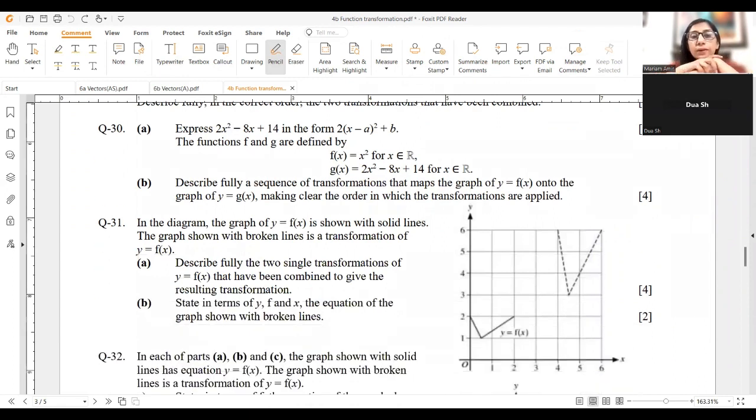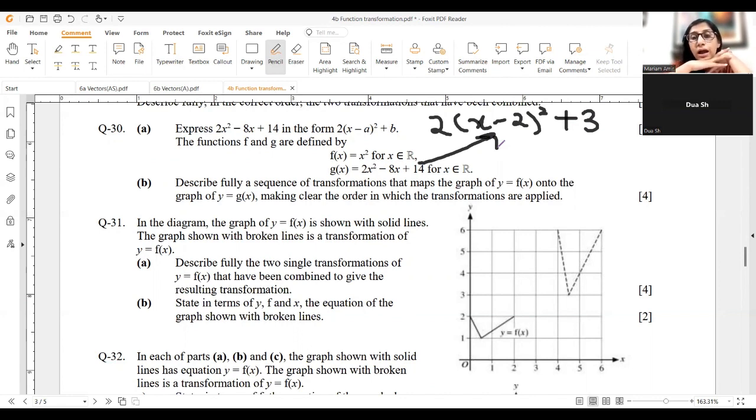Okay, question 30. Express 2x squared minus 8x plus 14 in this form. We've done it many times before. Can we skip it? Yes. Okay, so I'm just going to copy the answer. 2(x minus 2) whole squared plus 3. Okay. The functions f and g are defined by f(x) equals x squared and g(x) equals this. This is in fact this, if you change it into completed square form. Describe fully a sequence of transformations that maps f(x) into g(x).